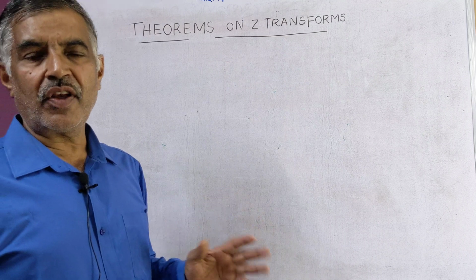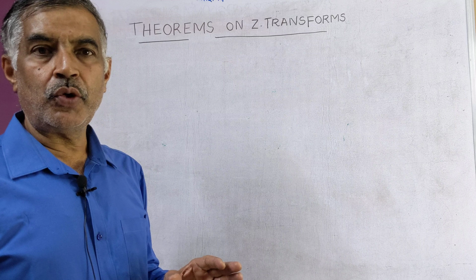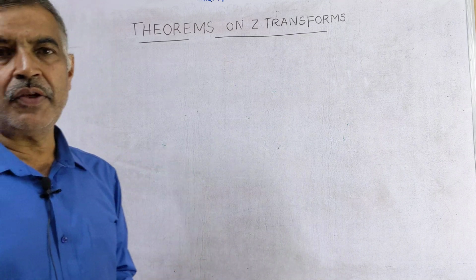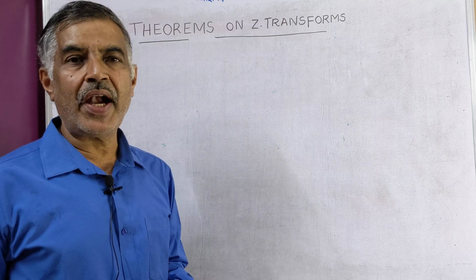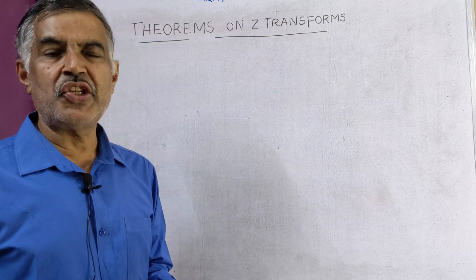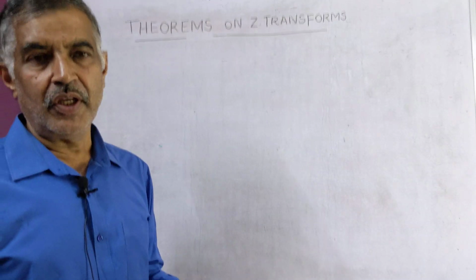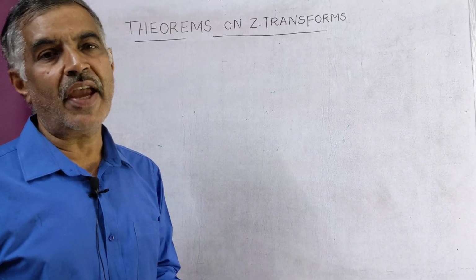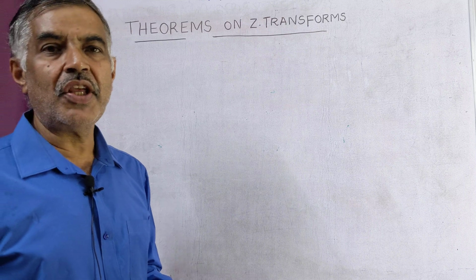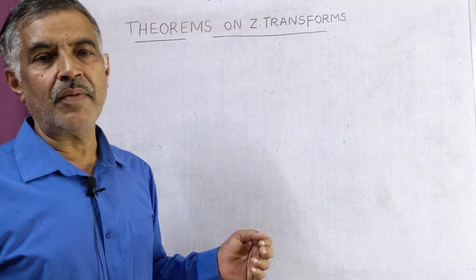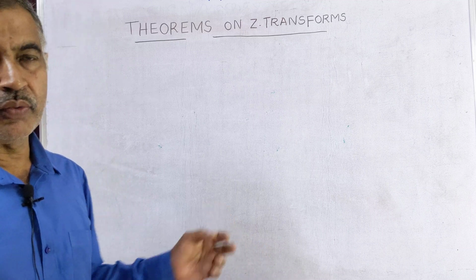Now, in Z transforms also, you have two theorems to study. Previously, when you studied Laplace transforms, you had two theorems: initial value theorem and final value theorem. The names remain the same. In Z transforms also, we have two theorems: initial value theorem and final value theorem. Now I will state these theorems and I will prove them.